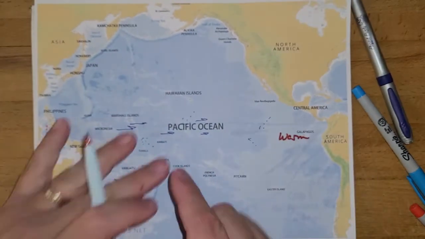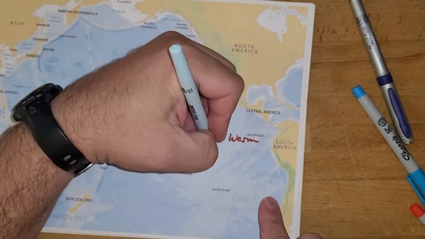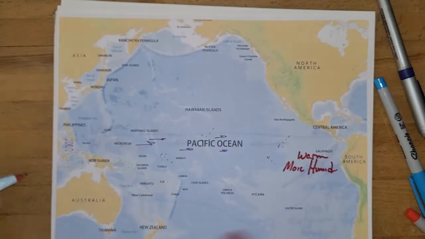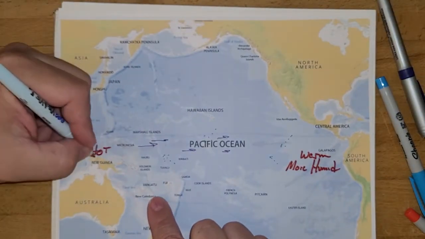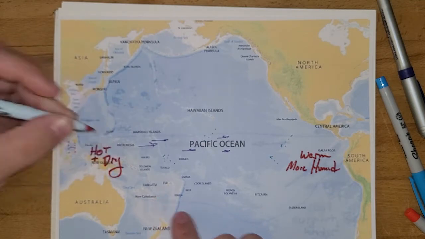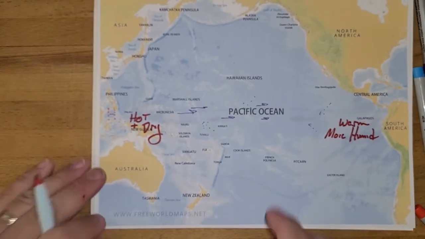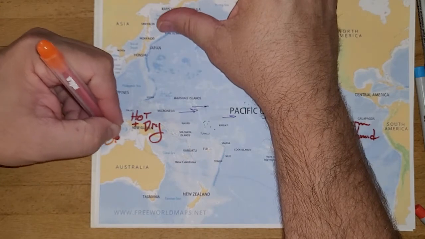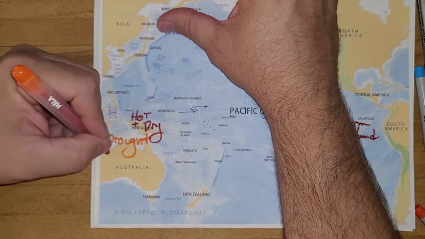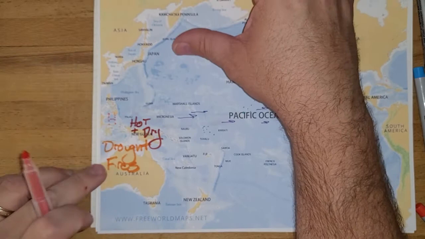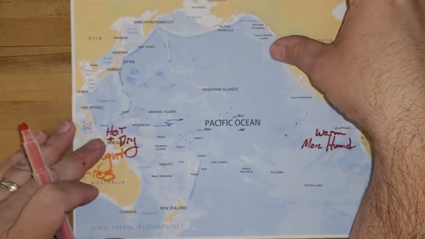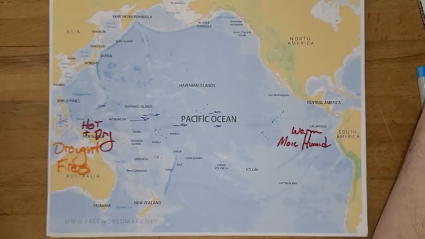Okay. And it's the equator, right? Warm and humid, more humid. And over here, it's just hot and dry. What? Okay, what happens when it's hot and dry? Well, things start to burn. Drought. Fires. Okay, pretty bad stuff happening over here when we go into what is called a stronger El Nino event.